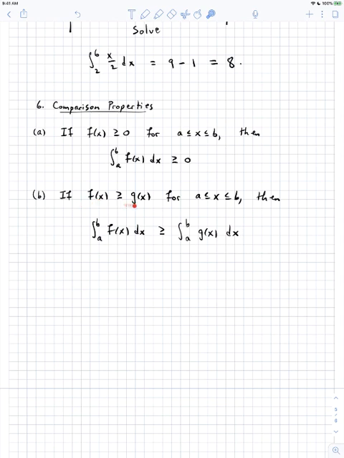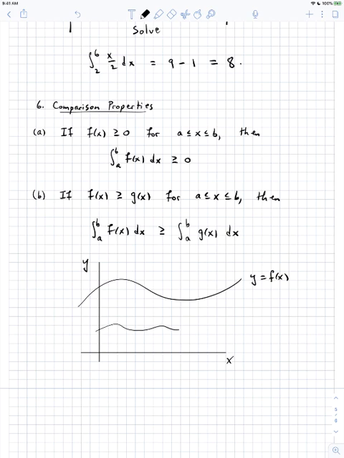If f is bigger than g, then that means the graph of f is above the graph of g. So if we try to graph it, it's going to look something like this. Again, I'm assuming that these functions are non-negative so that I can have some geometric intuition. So let's say y equals f of x is up here, and then we have some y equals g of x below that.